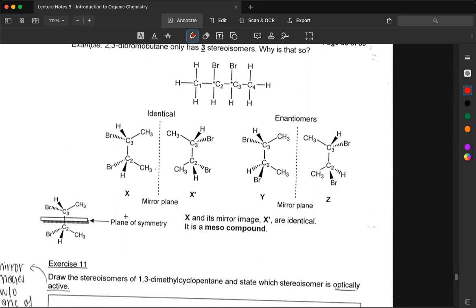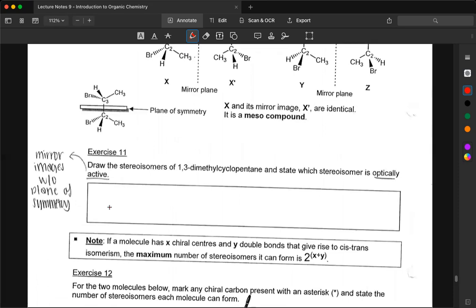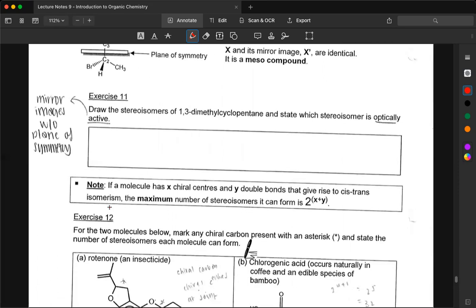Why is that? They are obviously mirror images now, but these two are identical. There's a plane of symmetry here. Look carefully at this one. It's the same. A plane of symmetry means the two halves on top look similar, like mirror images of each other within itself. And you can do this one yourself.